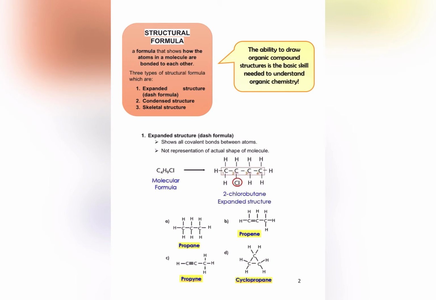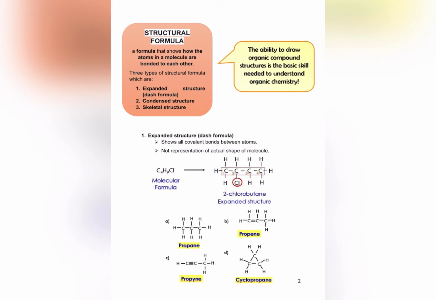So, what you have to understand is that there are three types of structural formula. The first one is expanded structure, or another name we call it, dash formula. The second one is condensed structure, and the third one is skeletal structure. The most important thing is the basic skill that you need to have in order to understand organic chemistry, which is the ability to draw the organic compound structures.